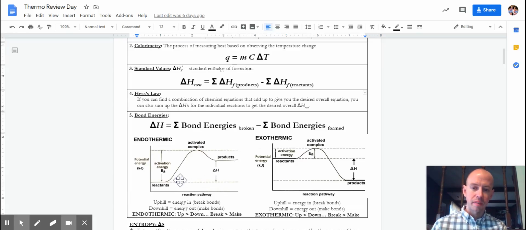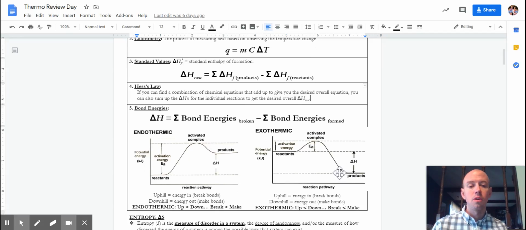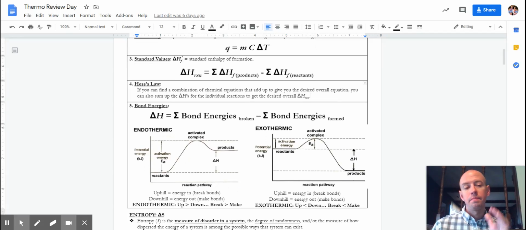In endothermic, I put a whole bunch in, very little was released out. So overall, it's a positive or an inward flow. Here, I put a little bit in. I did have to break them apart, but a lot flowed out, a negative flow overall. But in both of them, energy flowed in and energy flowed out. So this is a really good thing to include somehow in your cheat sheet so that you can remember this.